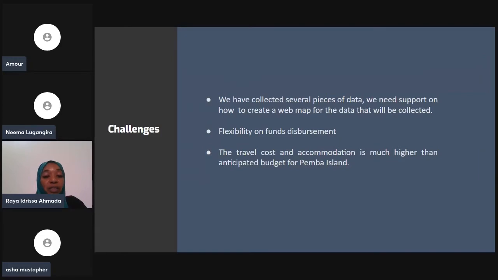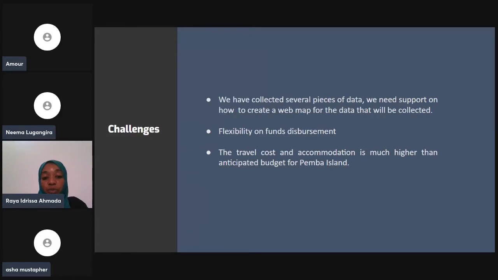And also there's no flexibility of funds because we are working with the students from the university. So you can see now they have opened the university, so most of them are busy with their studies, while previously, 2 months back, they were free so that they could perform field activity.